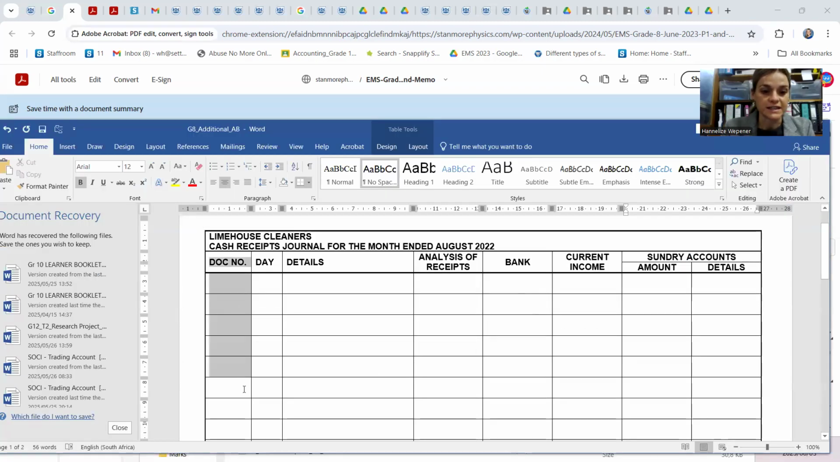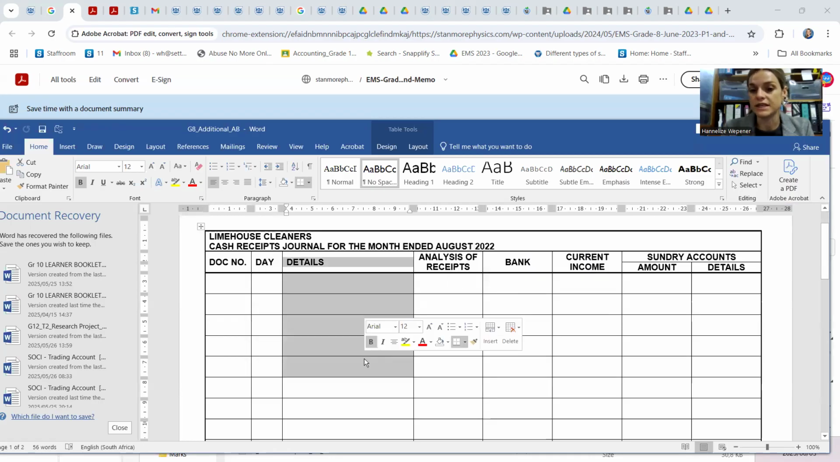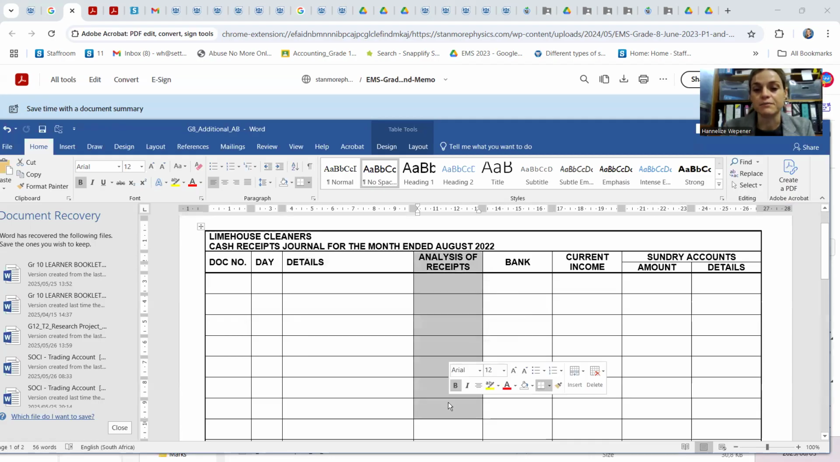So we need to identify the source document issued for this transaction, because remember, all transactions must have source documents as evidence that the transaction occurred. Then we're going to indicate the date, so the day on which this transaction occurred, which day of August. Details is who did we receive this money from? And then if it was received at the business premises, in other words, not directly into the bank account, then it will go to analysis of receipts.